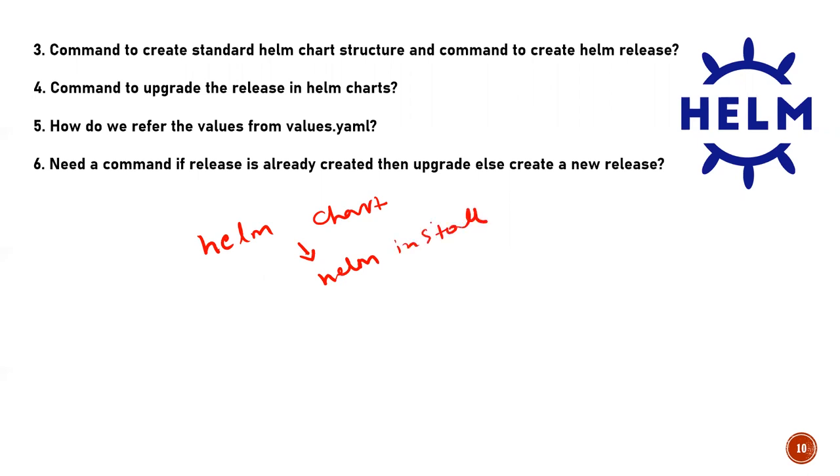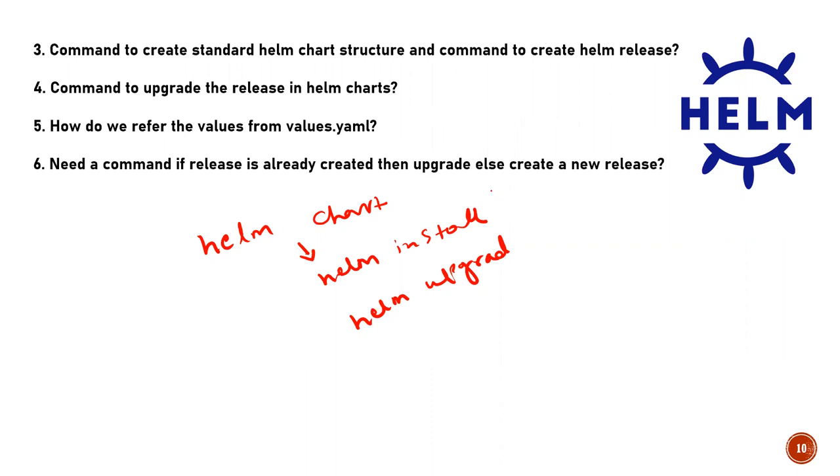But if there are any changes in the chart, and that particular application has already been deployed using Helm, then what will you do? You're going to do helm upgrade. So when I go with my CI/CD, one way is that first I need to identify whether it has already been deployed or not. If you're doing it manually, you're going to do helm list and check it.